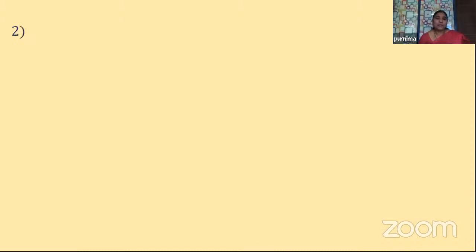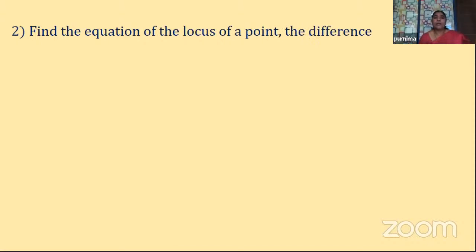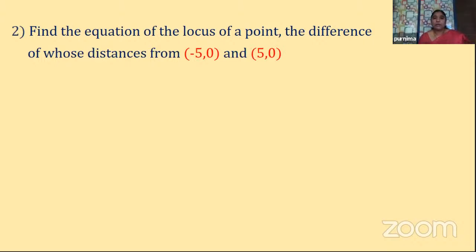What is the next sum here? It is also of a similar kind, but instead of the sum, we are using the difference. Find the equation of the locus of a point, the difference of whose distances from (-5, 0) and (5, 0) is 8. So what is given here? The difference of the distances from a point P is given as 8.